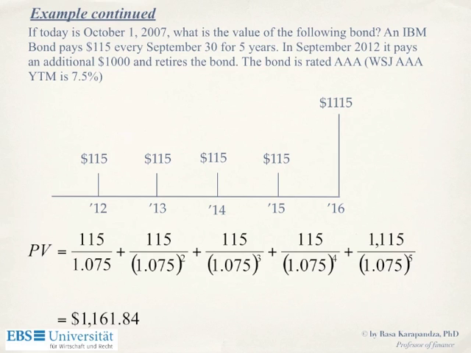Now what we can see from this chart is that the price of a bond depends on which interest rate you discount it with. I've got one question that says if it's October 1st, 2007, should it be 2011? Yeah.